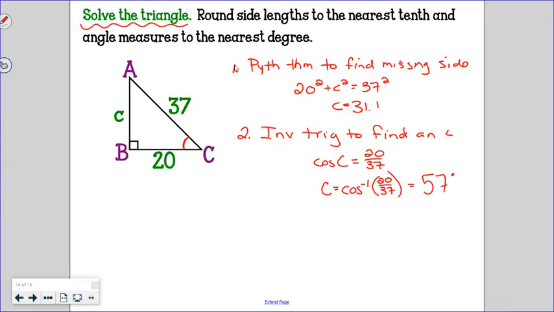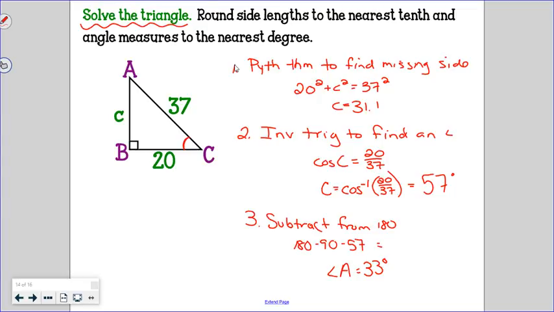Okay. And the last one. Guys, I can do my inverse trig again, but what do you know about triangles? They equal 180. So subtract. You know 2. So 180 minus 90 minus the angle we just got gives me angle A equals what? 33? All right, that's one option.